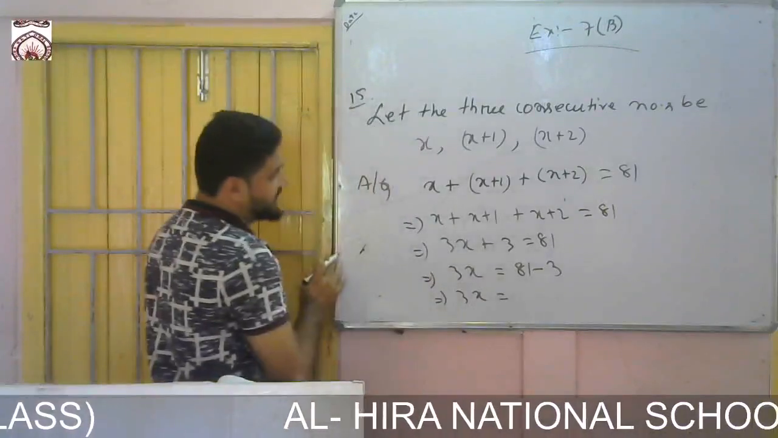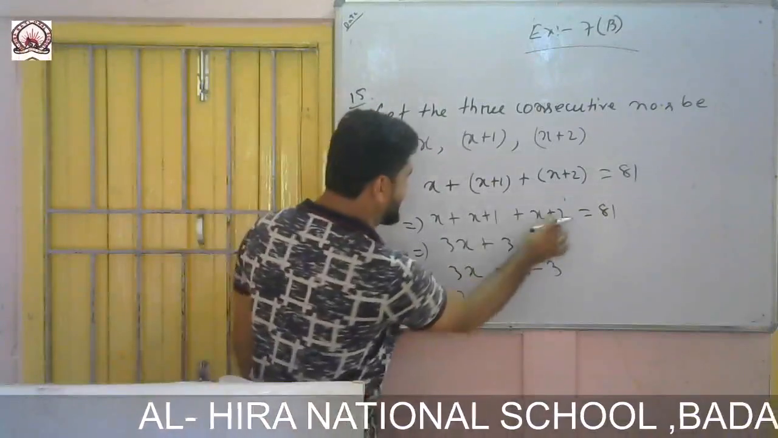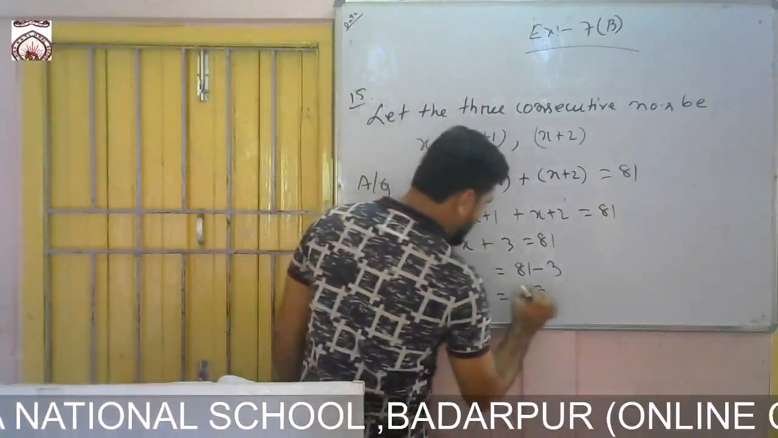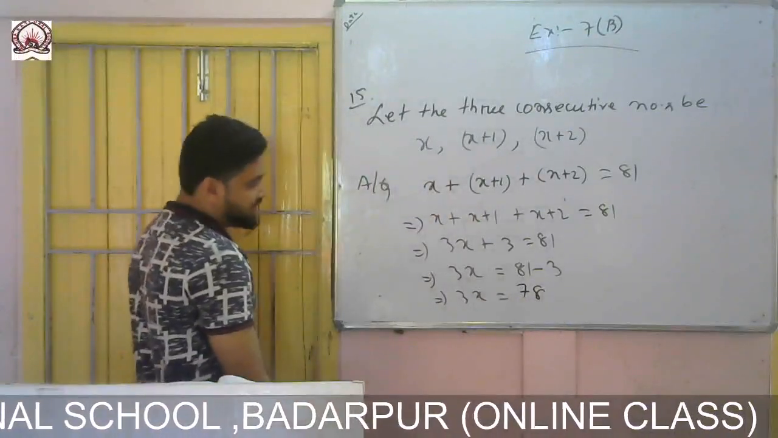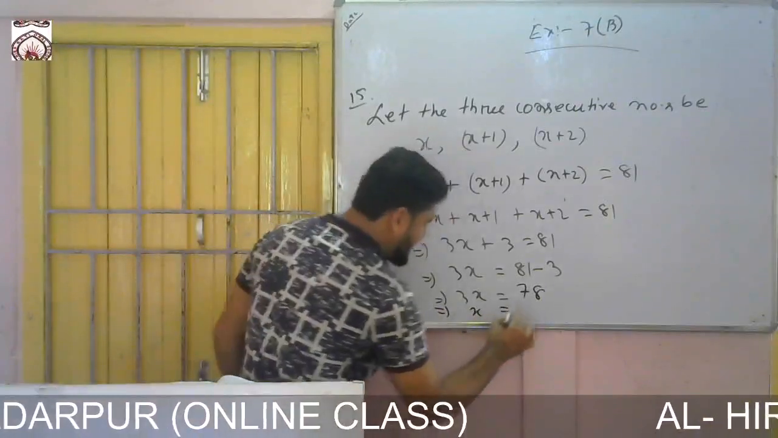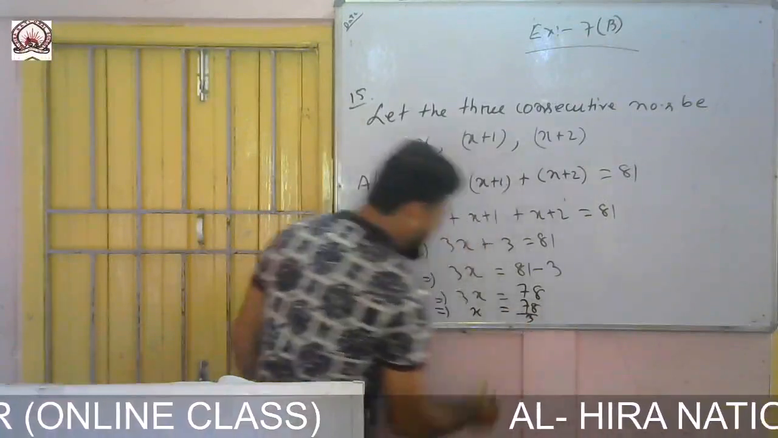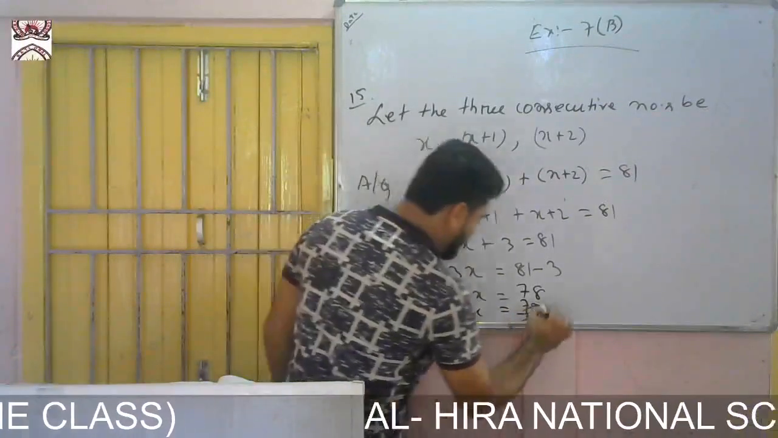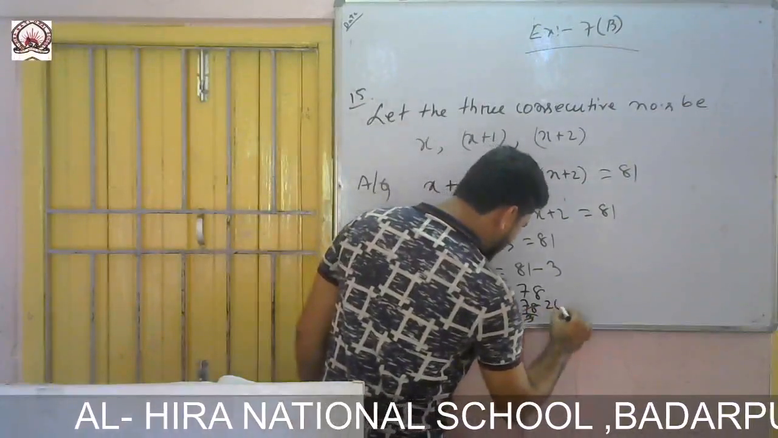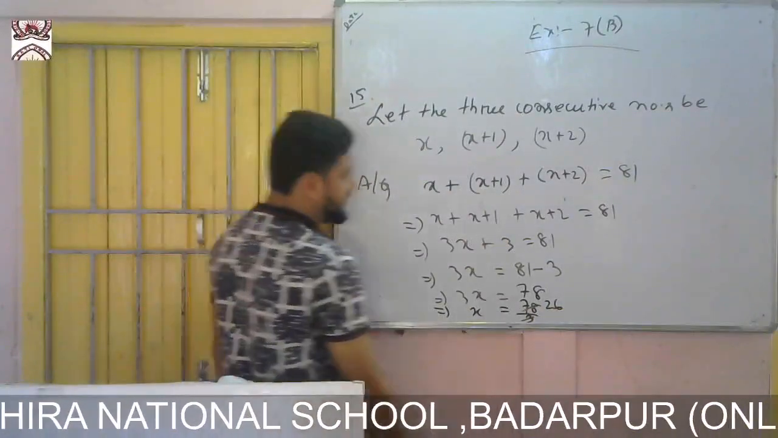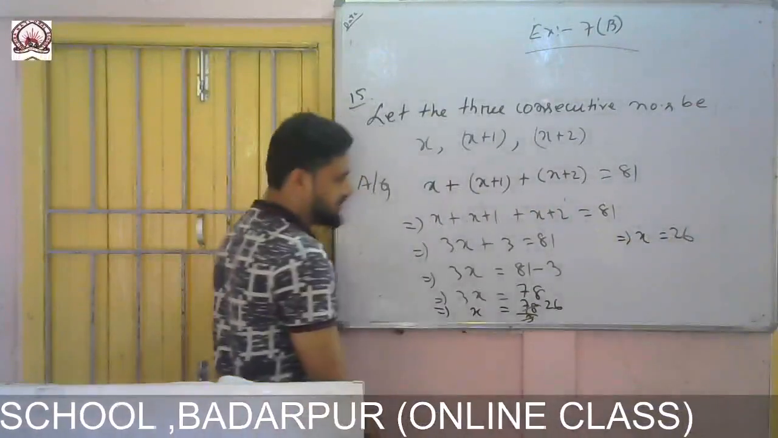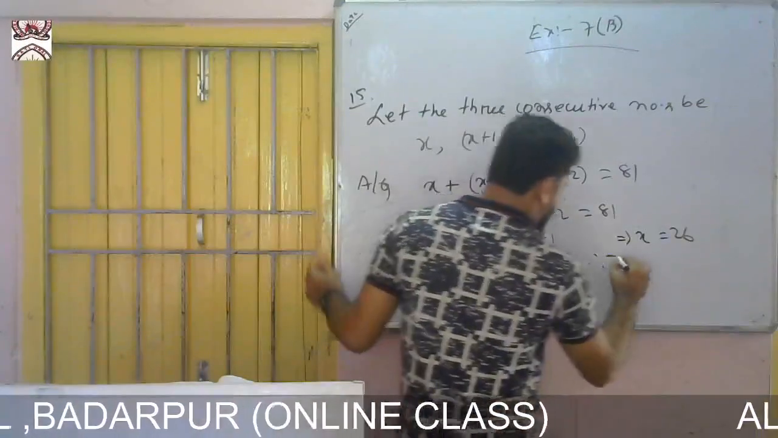So x plus 3. Here 2 plus 1 is 3. So 81 minus 3 is 78. So x equals 78 by 3. Now you can cancel it. 3 2s are 6, remain 1. 3 6s are 18. So it is 26. So x equals 26.